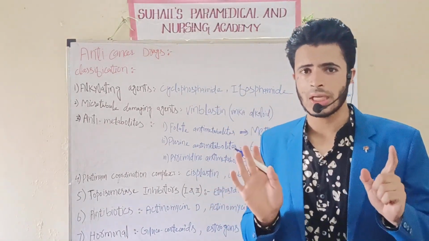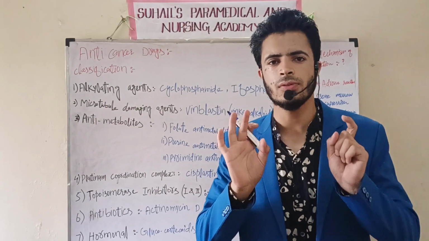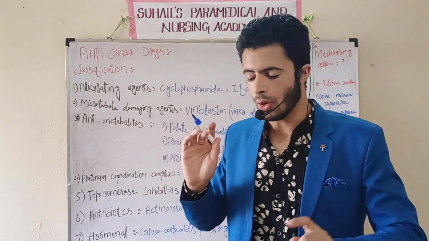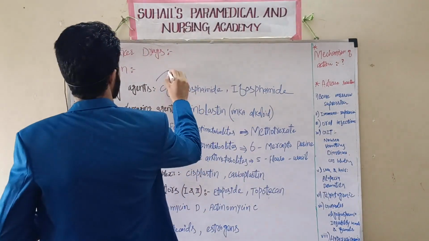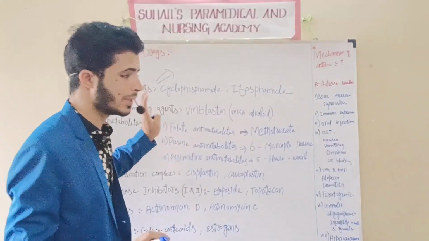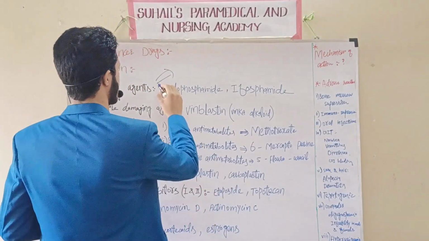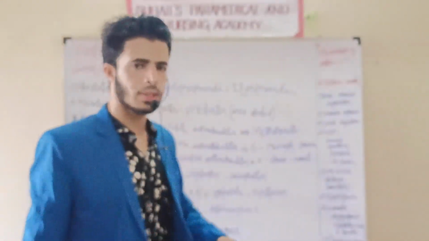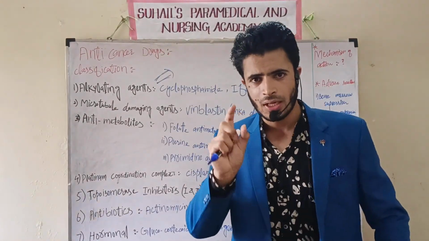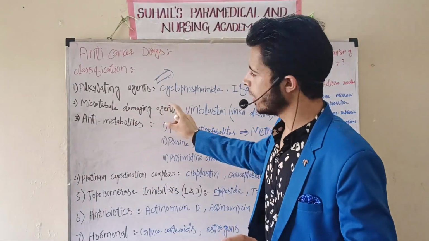Now, how do you remember this classification? The best way is to remember the simple mechanism. What is the mechanism for alkylating agents? I will explain, because now I have told the classification. Now the question may come, tell the mechanism of action. You can explain the mechanism of action of alkylating agents, but I will tell the mechanism of action of many of these.